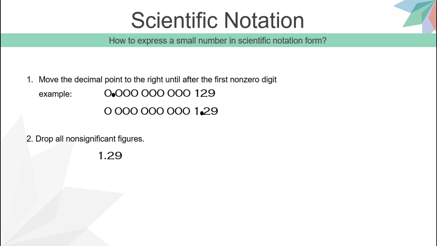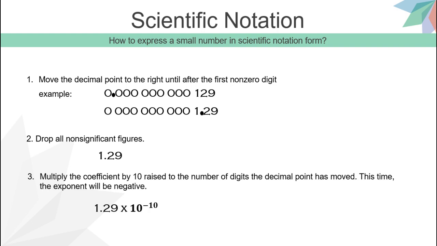Now, count how many digits have been skipped by our decimal point. So you multiply by 10 to the power of negative 10. This time, our exponent is negative, indicating that our decimal point has moved from left to right. It is negative 10 because the decimal point moved 10 places to the right.